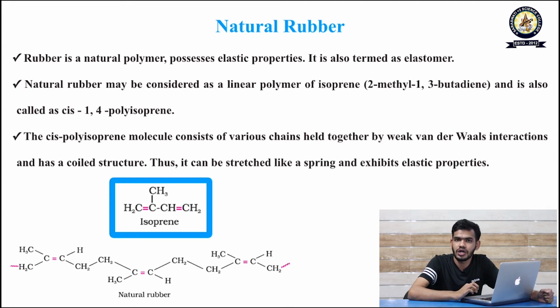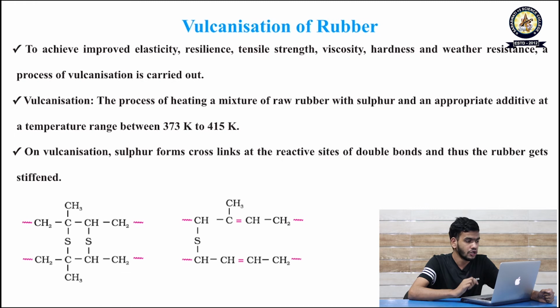So to achieve improved elasticity, tensile strength as well as weather resistance, a process of vulcanization is carried out. This vulcanization is a process of heating a mixture of raw rubber with sulfur, and an appropriate additive is also added, at a temperature ranging between 373 to 415 Kelvin.